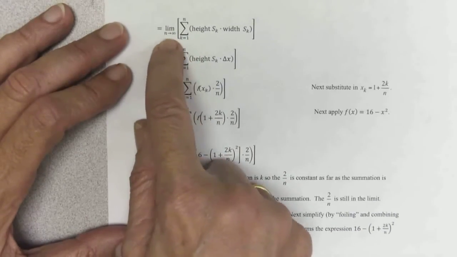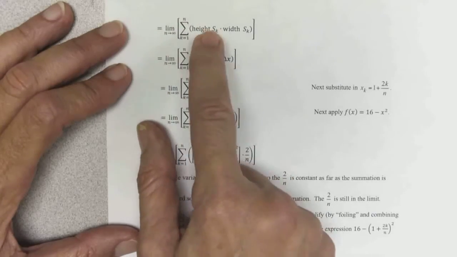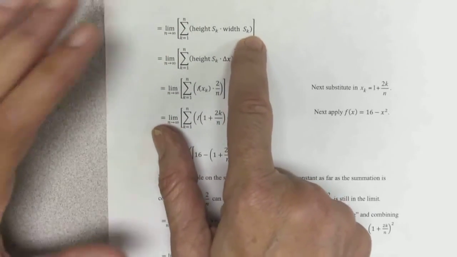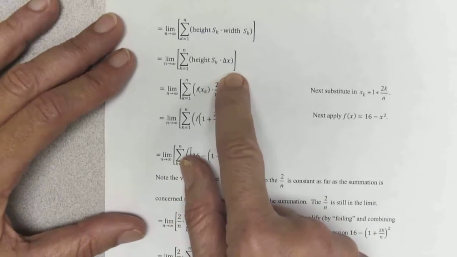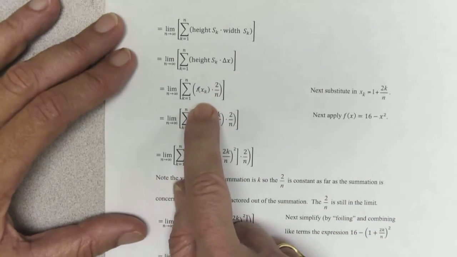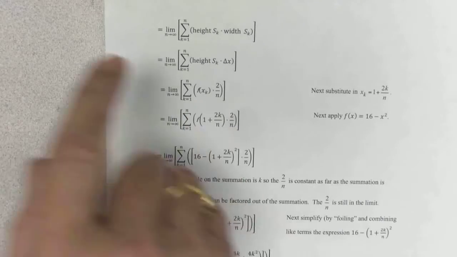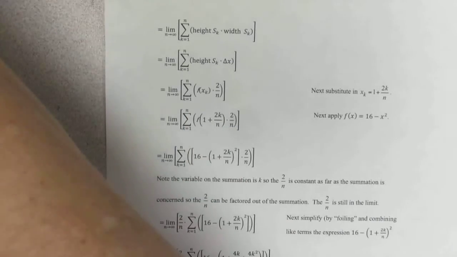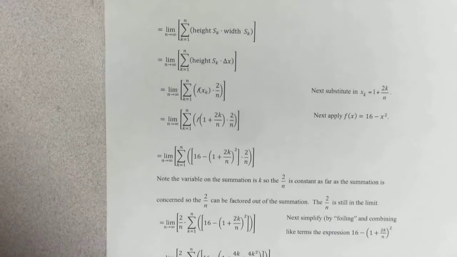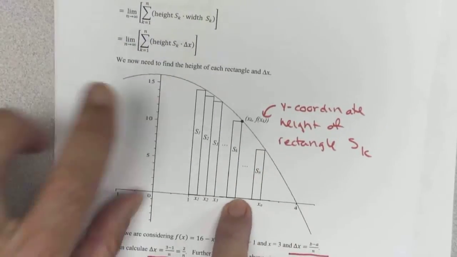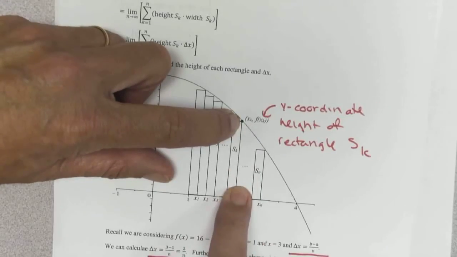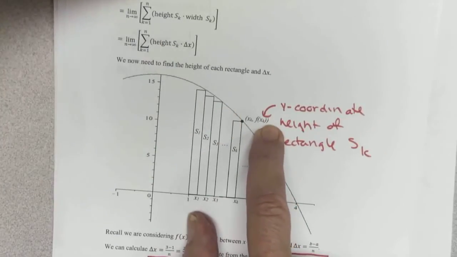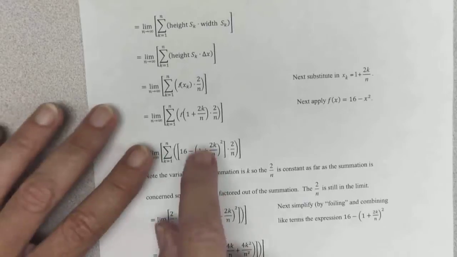Then the limit as n goes to infinity, from k equal 1 to n, the way we get the area of a rectangle, height times width. The widths are going to be delta x. The heights we said were going to be f of x sub k. That f of x sub k, going back to this picture, gave me the height of that rectangle. I just need to know that y coordinate there. The y coordinate there was f of x sub k.